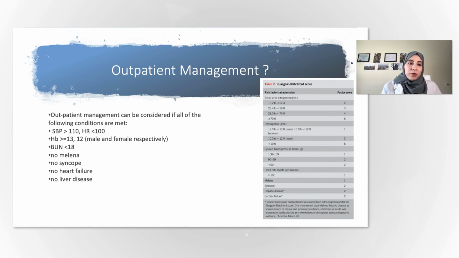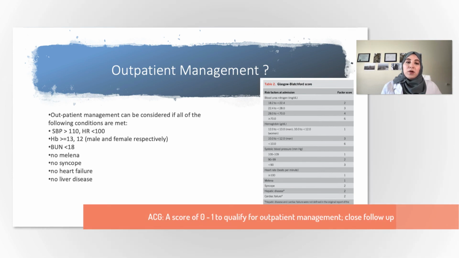Their urea is normal. They have no melena at this time, and no syncope, no history of heart failure or liver disease. This is actually taken from Glasgow-Blatchford score. So these patients who qualify for outpatient management should have a score of 0 to 1. And this is also based on the American College of Gastroenterology guidelines.